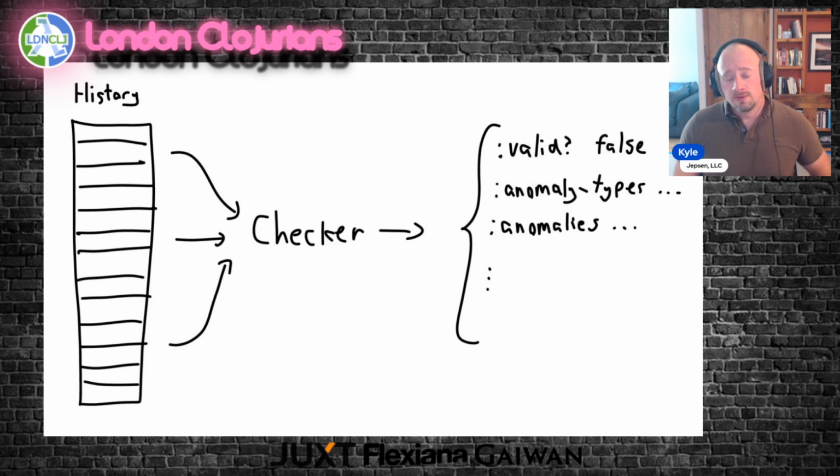We have a checker, which is just a function that looks at the history and tells us, was it valid? Did I find some bugs? And if so, what were they? So there are two phases, running the test and then checking the results of the history. Those two things have different concurrency and performance characteristics.